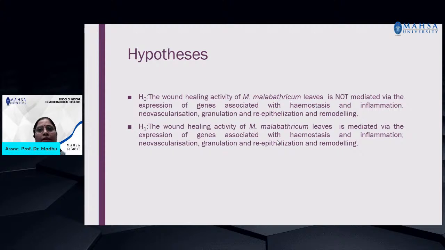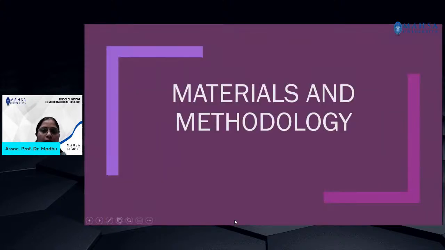So, the alternate hypothesis is the opposite of the null hypothesis, which is that the wound healing activity of Melastoma malabathricum leaves is mediated via the expression of genes associated with hemostasis, inflammation, neovascularization, granulation, reepithelialization, and remodeling. So, moving on to the materials and methodology.